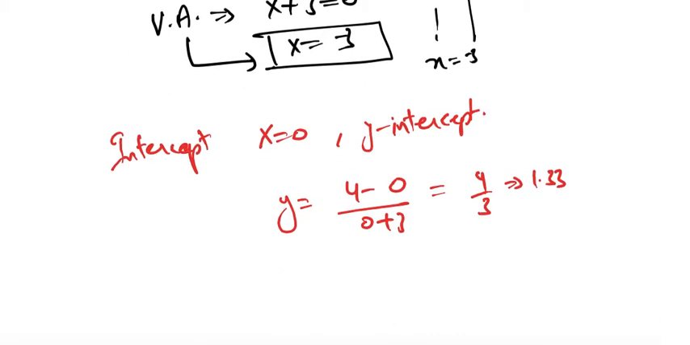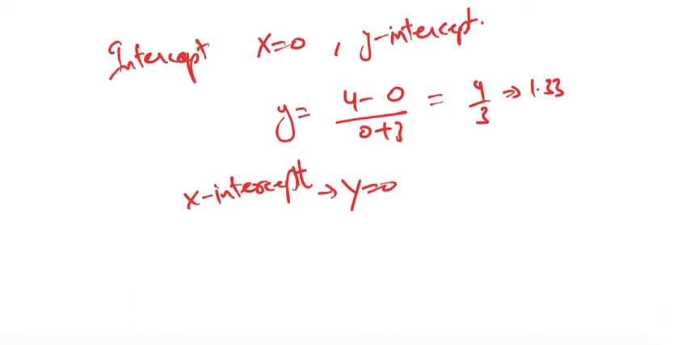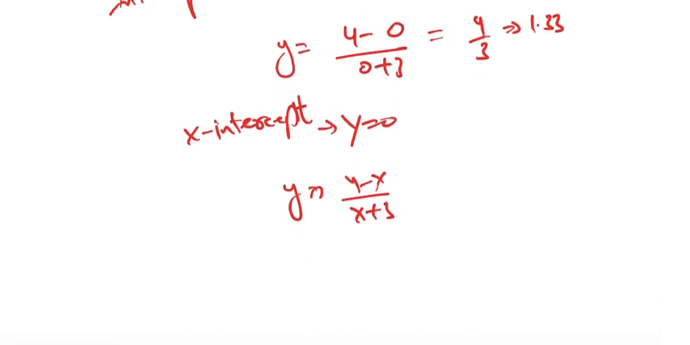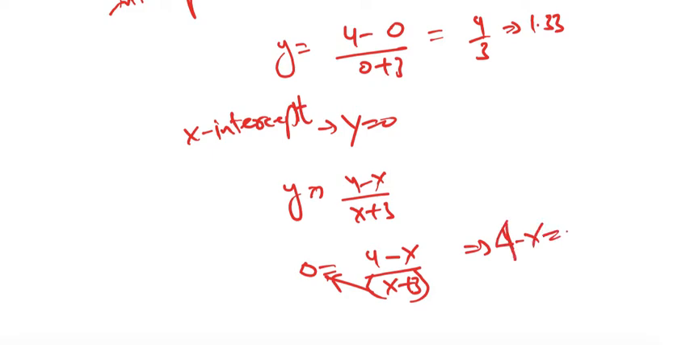Now for the x-intercept, we will put y equal to 0. Therefore y equal to (4 minus x) upon (x plus 3), which we can write as 0 equal to (4 minus x) upon (x plus 3). This denominator will be cross multiplied, so you will get 4 minus x equal to 0, x equal to 4.